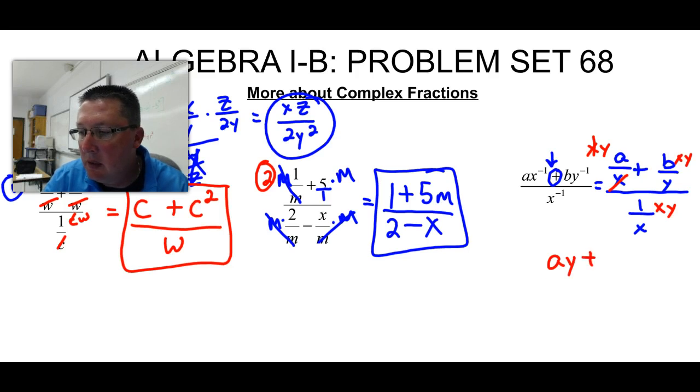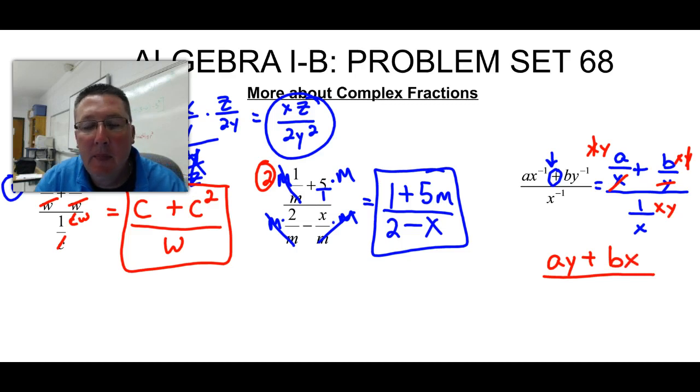Plus b over y times xy. The y's cancel this time. So I have b times x is bx. And then move down to the bottom. 1 over x times xy. X is canceled. 1 times y is y.